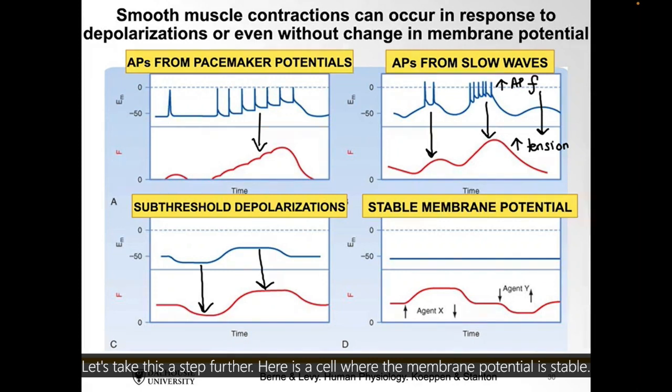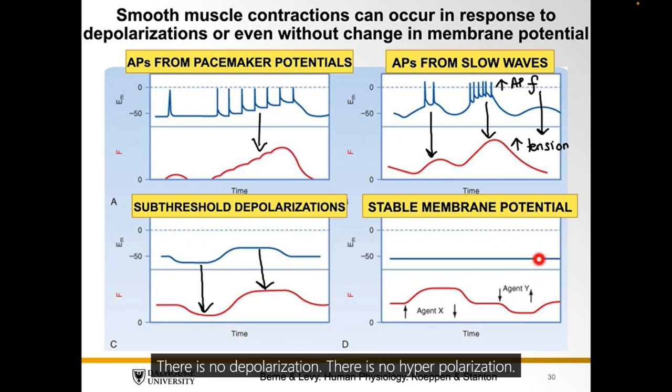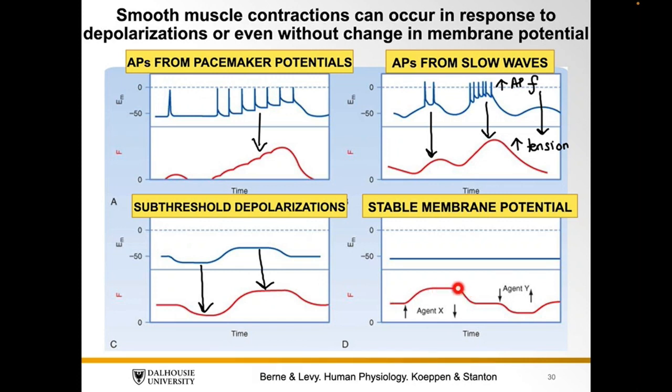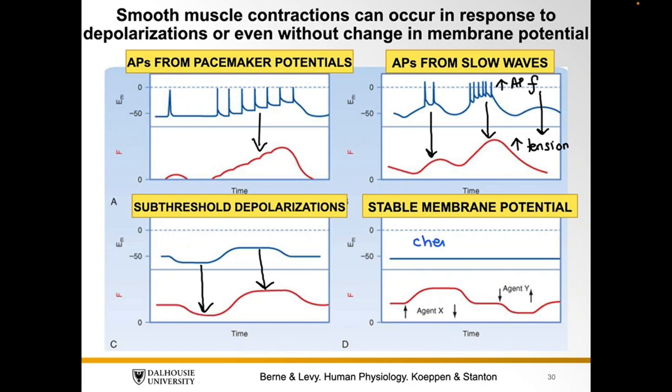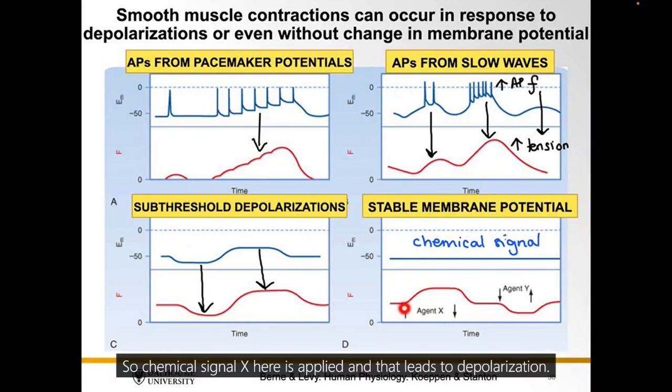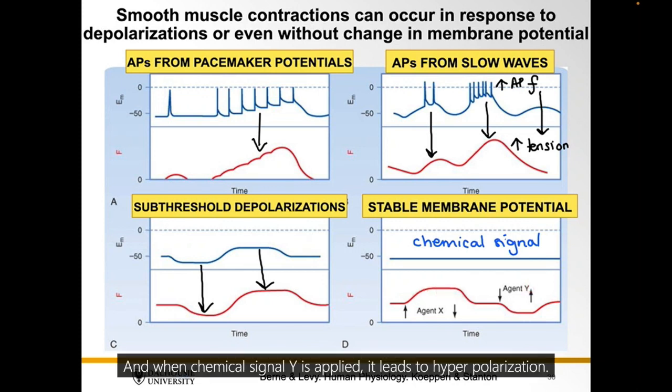Let's take this a step further. Here is a cell where the membrane potential is stable. There's no depolarization, there's no hyperpolarization. Yet, you can still see that the tension can change. It can increase here, it decreases here. Why is that? In this case, it's because the cell is responding to a chemical signal. So chemical signal X is applied, and that leads to depolarization. And when chemical signal Y is applied, it leads to hyperpolarization.